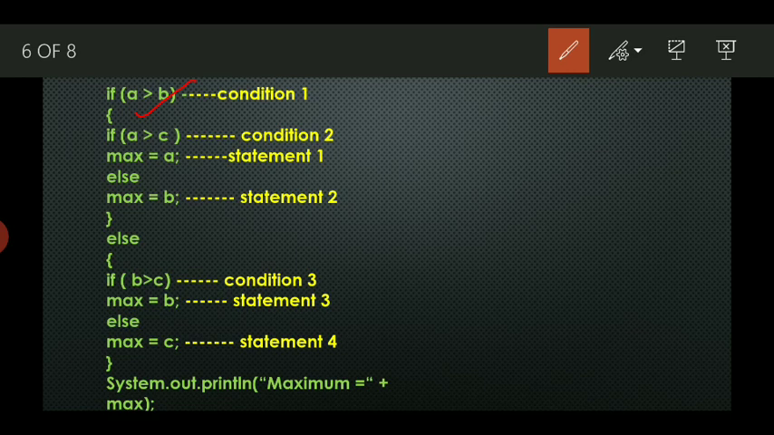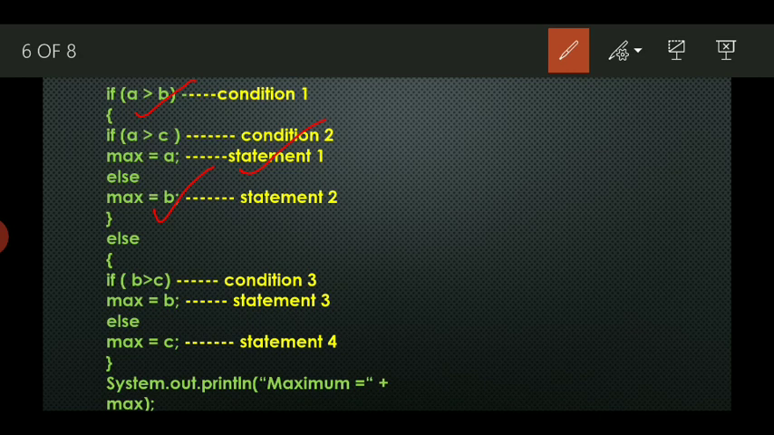condition is if A is greater than C. That means A is greater than B, and if A is greater than C, then statement 1 will be displayed: max is equal to A. That means the maximum value, or the greatest value, is A. And if condition 2 is not satisfied, if A is not greater than C, then we will display the else part, that is, maximum is equal to B.